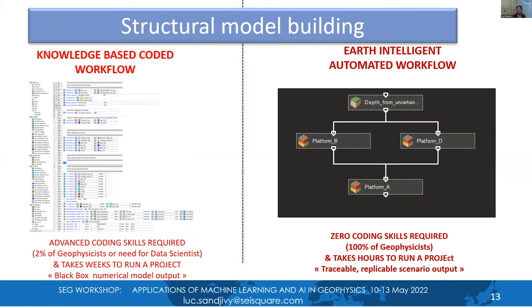Automated because all the parameterization of the velocity model and of the layering is done by the software. It's scanning all the possibilities of layering using velocity laws. It's scanning this whole domain to select the best choice automatically.